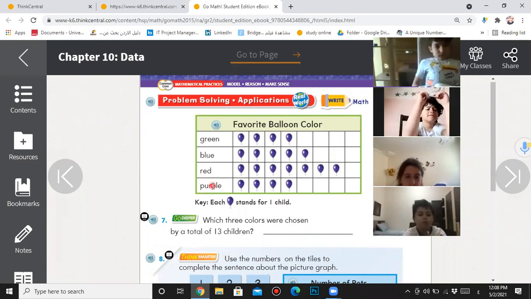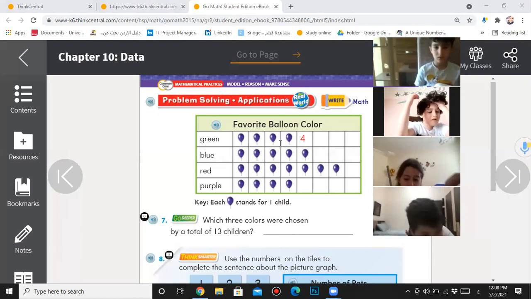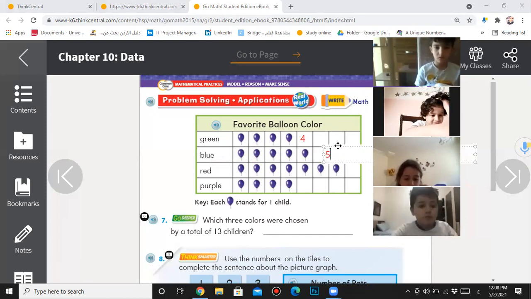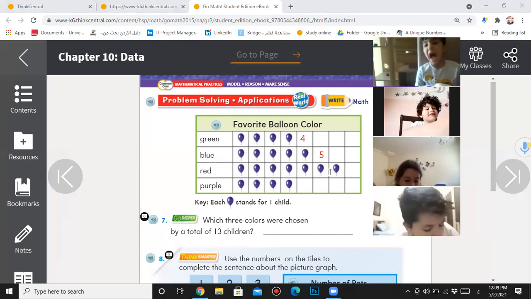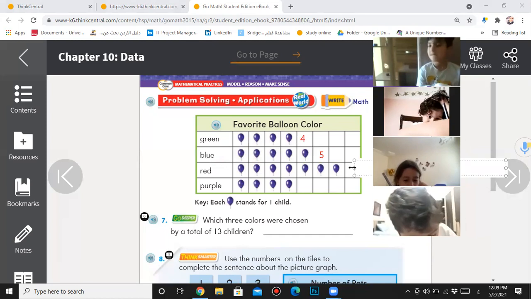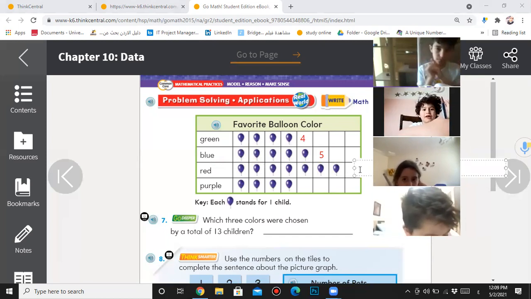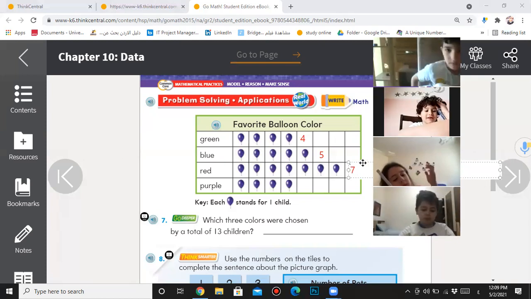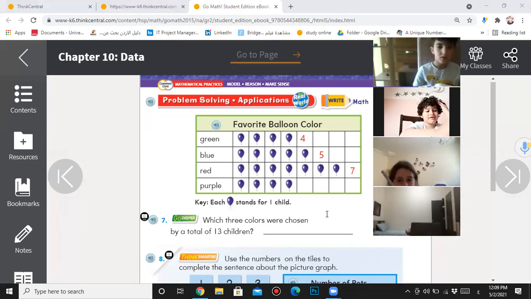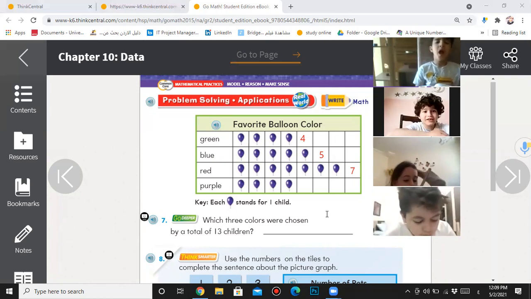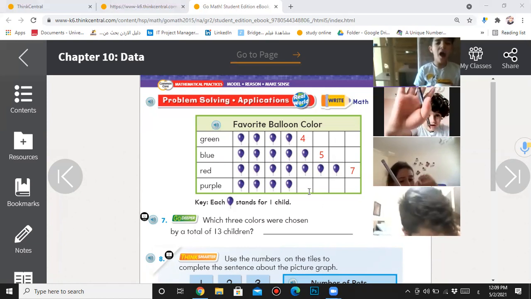We asked some children, I don't know how many. For example, 1, 2, 3, 4 children like green. We're going to write here 4. What about blue? How many children like blue? 5. Okay. What about red? It is 1, 2, 3, 4, 5, 6, 7. 7. What about purple, Ahmed? How many children love purple? Four.